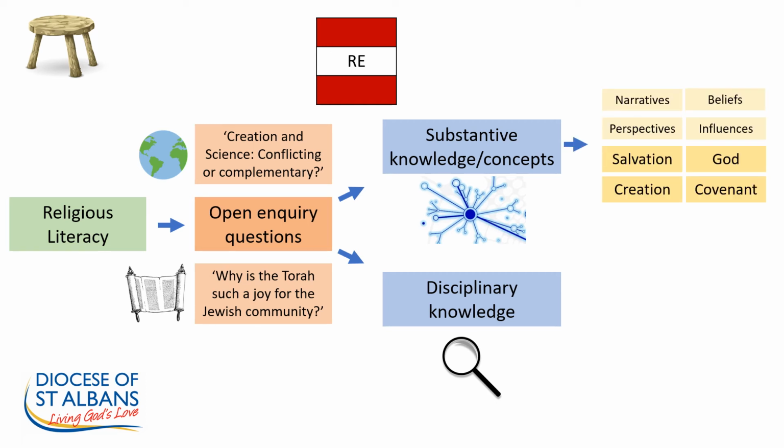So the substantive knowledge or concepts, depending on the unit, may be around the narratives that are there. Perhaps you'll be looking in the first unit at Genesis 1 within the creation and science one, and then other perspectives about creation within that. Certain beliefs which underpin particular views and standpoints in regards to that question, perhaps about the Torah and how it can be used and what it includes.